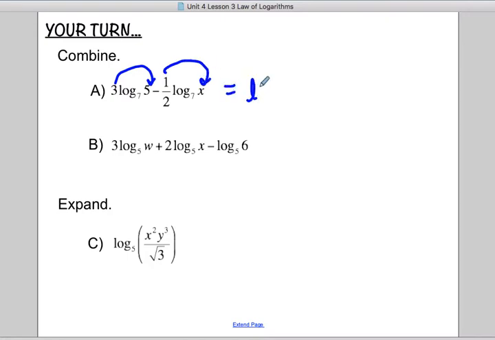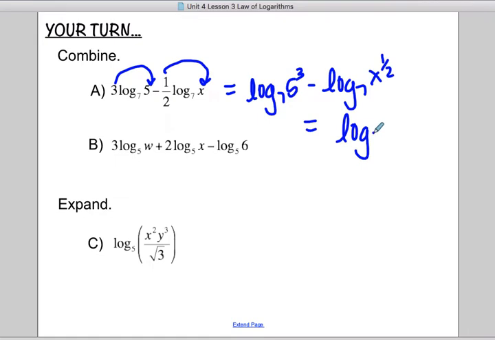So we will have log base 7 of 5 to the third minus log base 7 of x to the 1/2. Okay. 5 to the third is really 125. So I have log base 7 of 125 divided by x to the 1/2, which is the same as the square root of x.